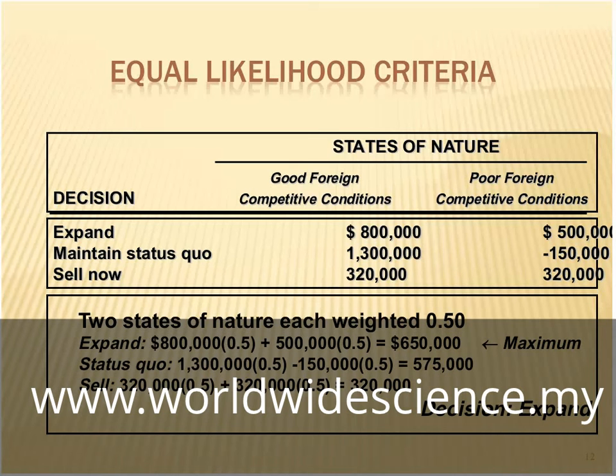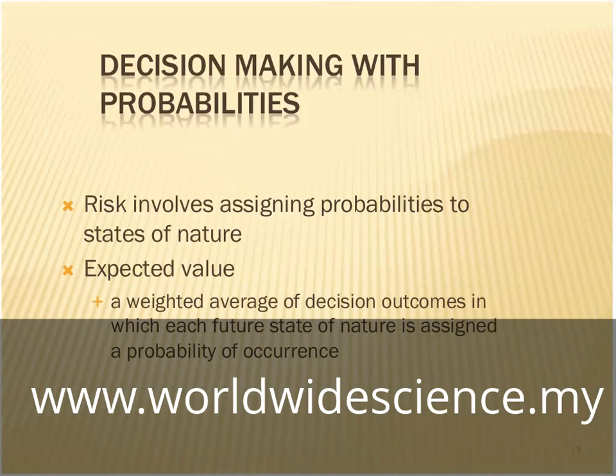These are the tools that you should use under uncertainty. Now, the rest of the chapter that we didn't discuss together last week: decision making with probability, or under risk. With probability means under risk. Risk involves assigning probability to a state of nature, expected value.